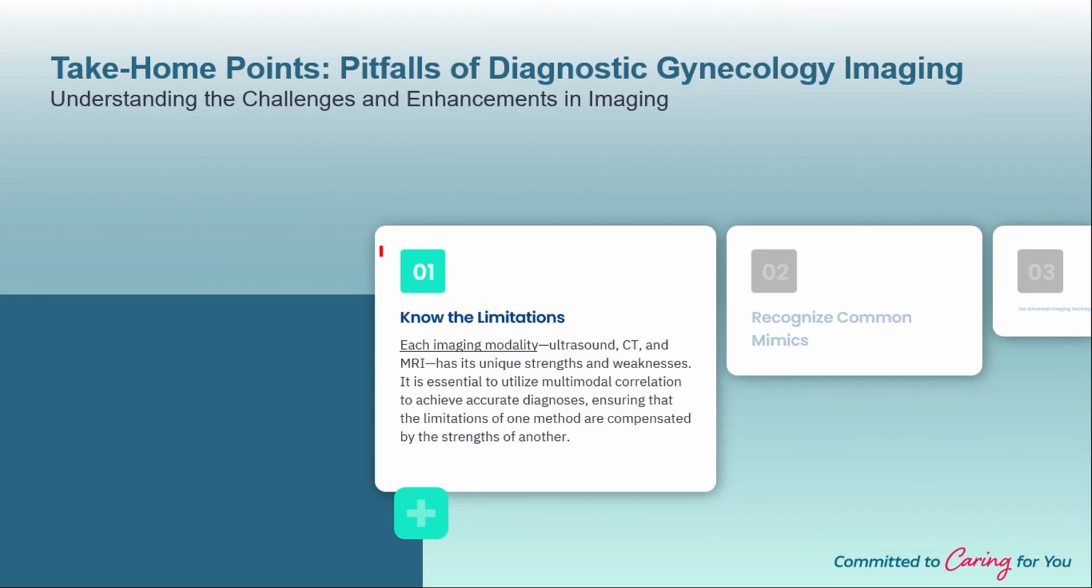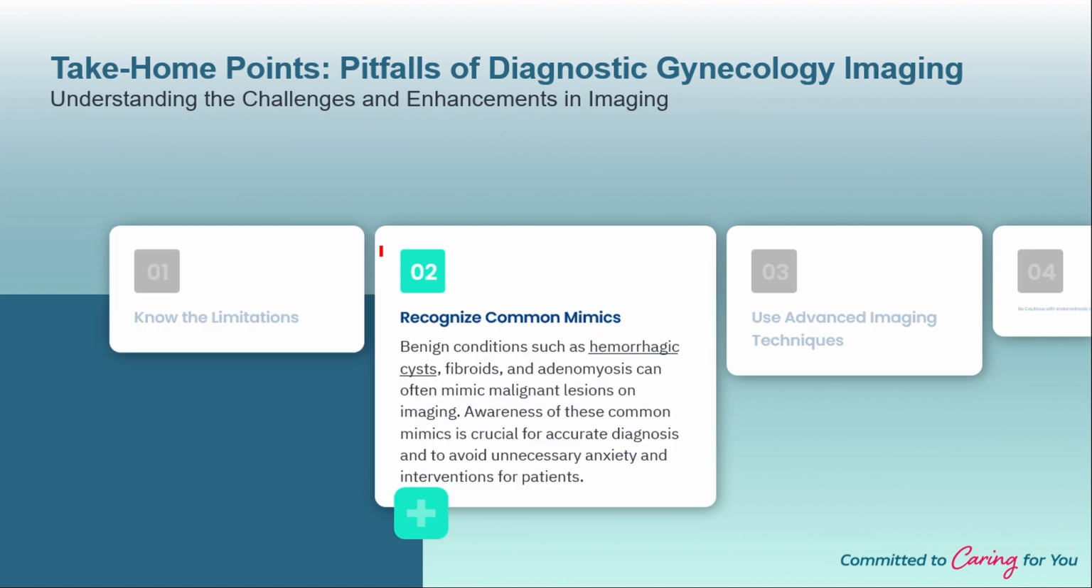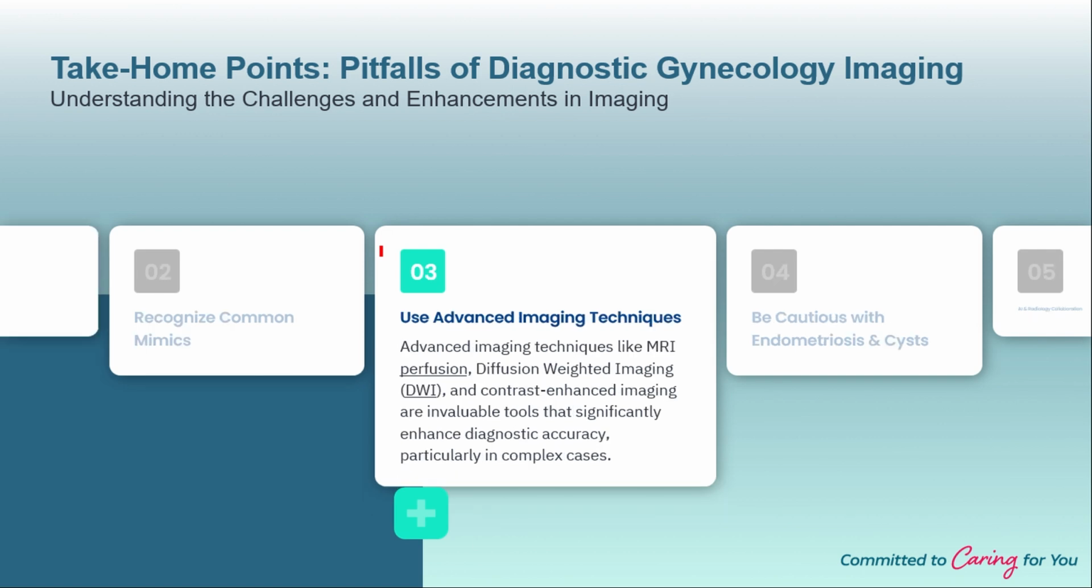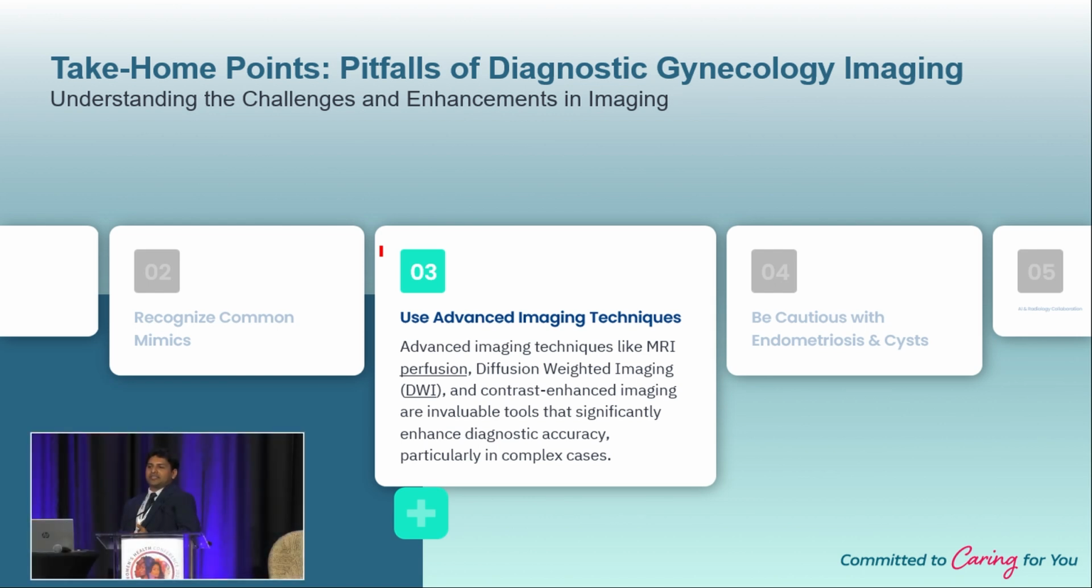So what are the take-home points? Every imaging modality has its own benefits and drawbacks. You should know the common mimics, whether a hemorrhagic ovarian cyst versus an ovarian tumor, or endometrial hyperplasia versus endometrial cancer. Use advanced imaging techniques whenever available. Judiciously use MRI, PET-CTs, and other things.